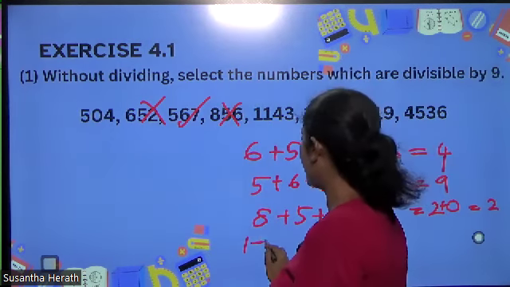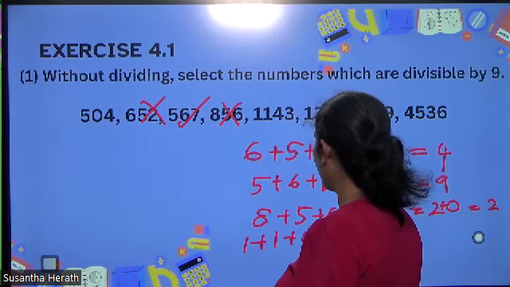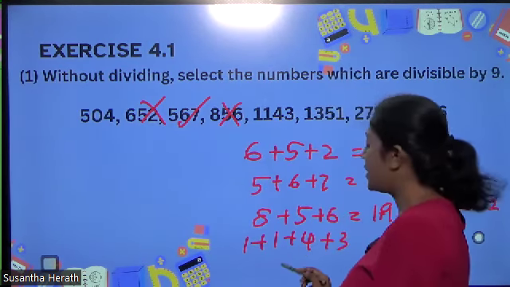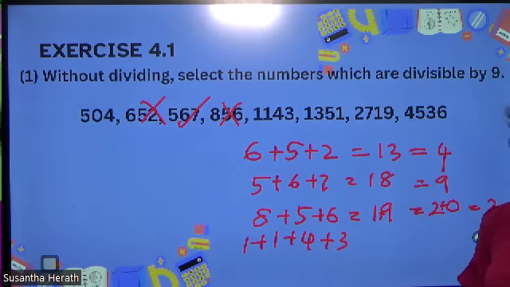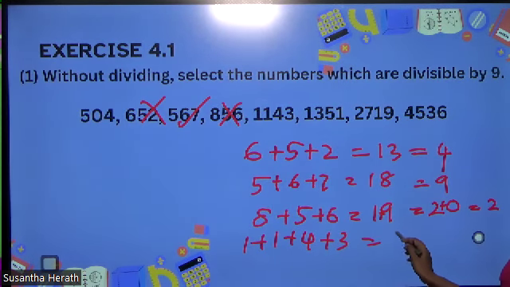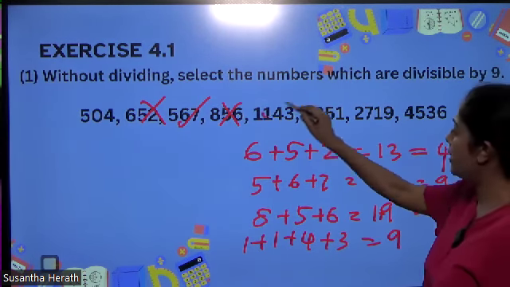1143. 1 plus 1 plus 4 plus 3. 1 plus 1, 2. 2 plus 4, 6. 6 plus 3, 9. Then that is divisible by 9.